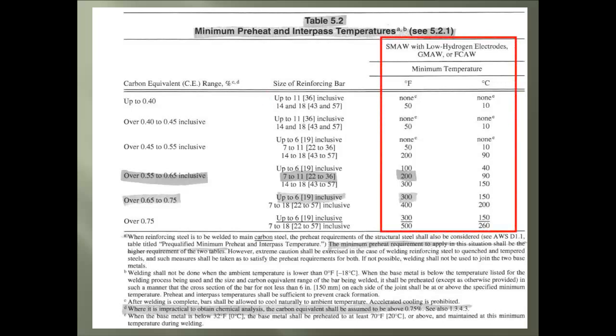Third is the minimum temperature when using the shielded metal arc welding process with low hydrogen electrodes, which provides the temperature in both Fahrenheit and Celsius. And of course, the footnotes.